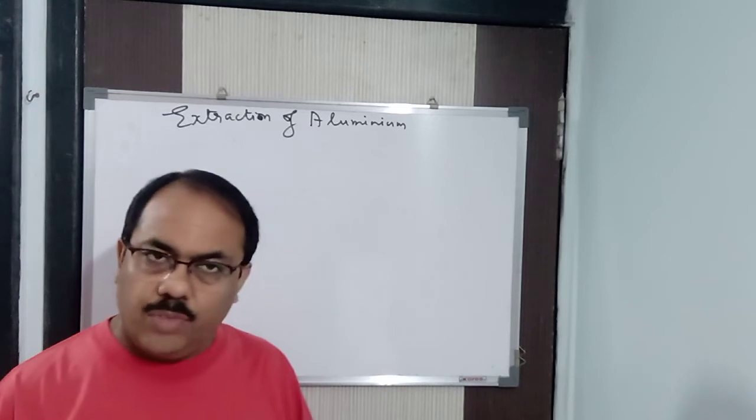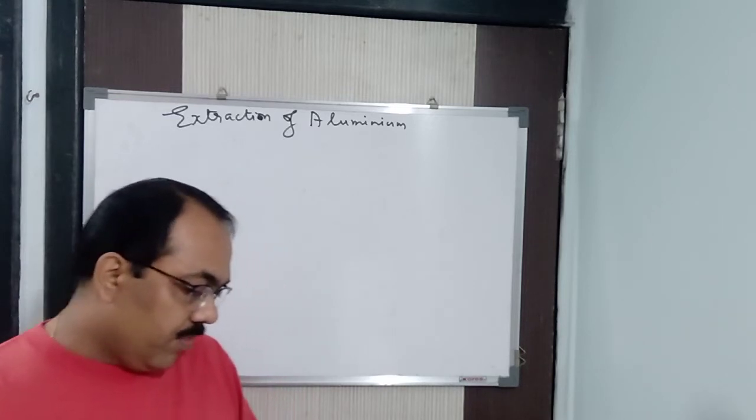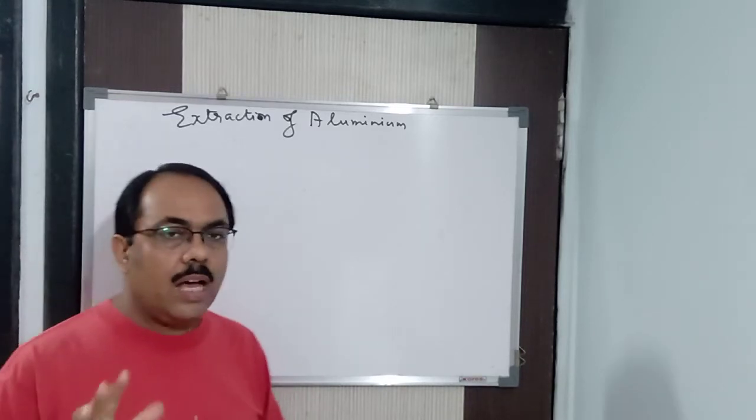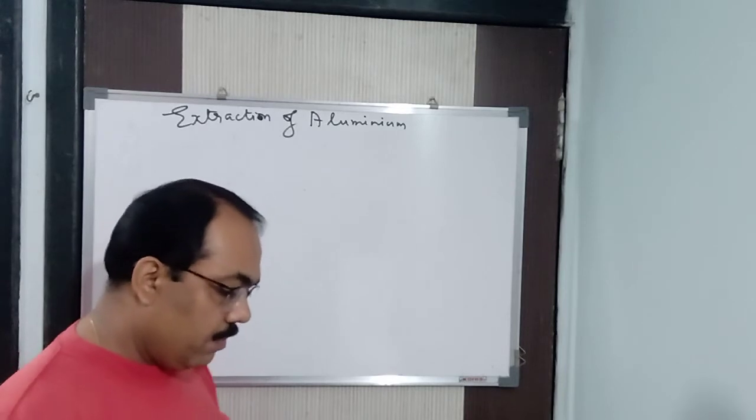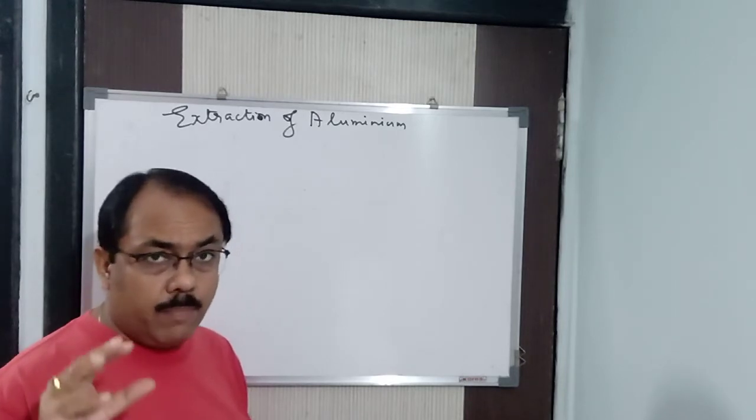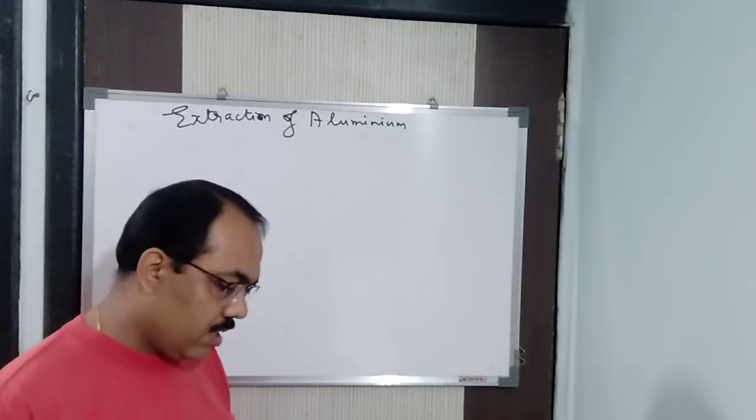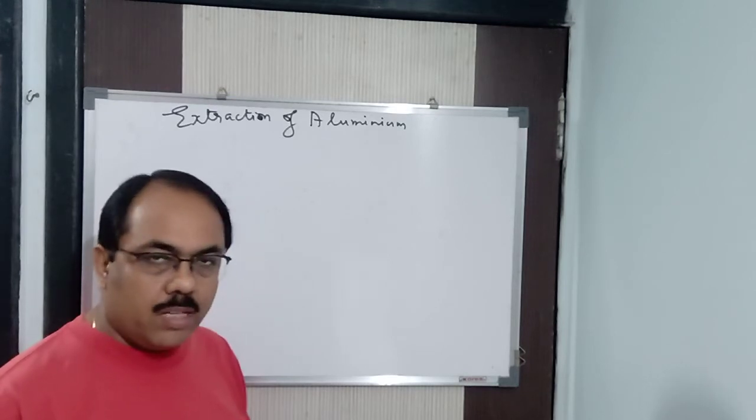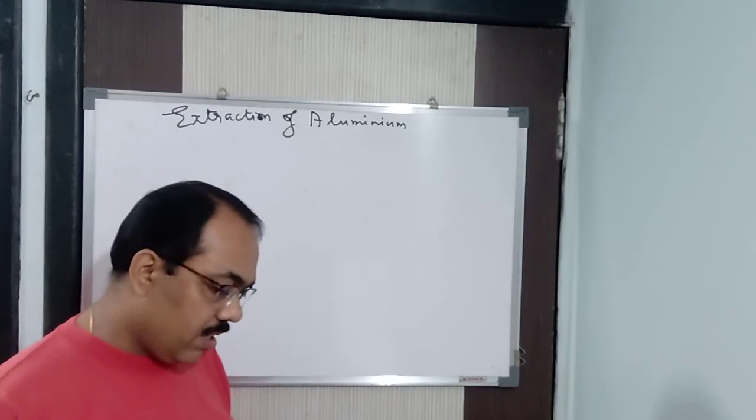Why we add it, we'll come to know later on. Next, aluminium is the most abundant metal in the Earth's crust. It does not occur in the free state because it is highly reactive in nature.